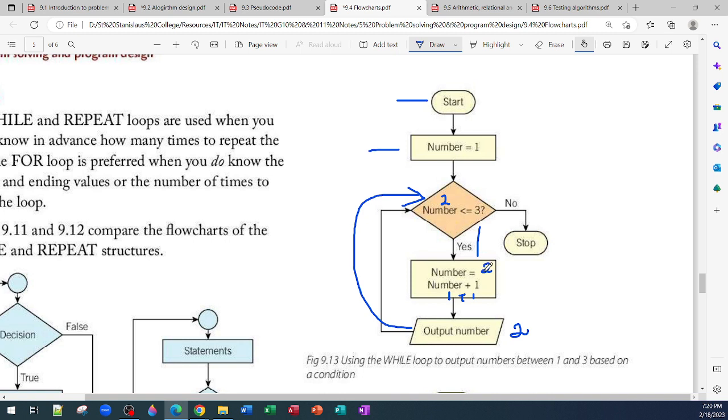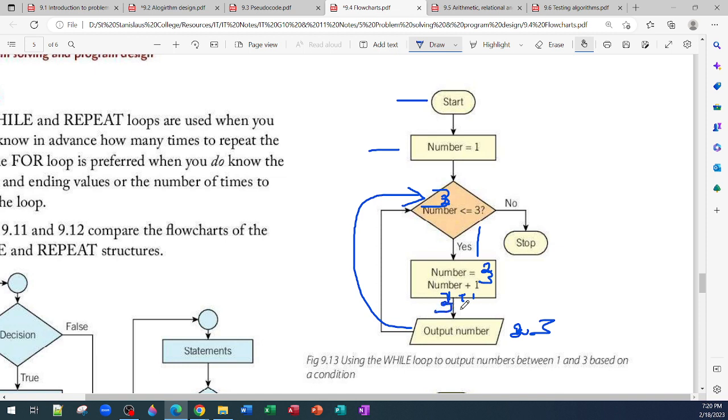Is 2 less than or equal to 3? Yes, once again. So now we have to add 2 plus 1. Now we're going to get 3. We output 3. We go back up again. 3 is at the top here again. Is 3 less than or equal to 3? Yes. We come back down.